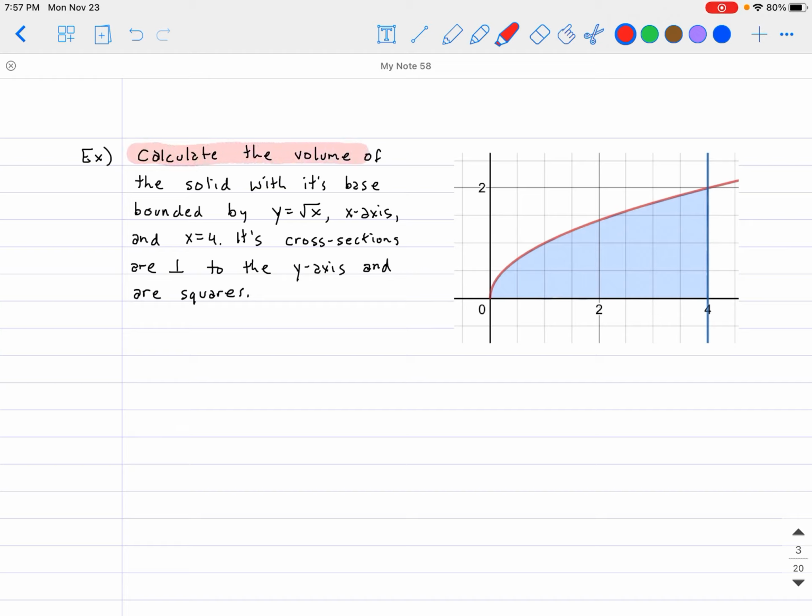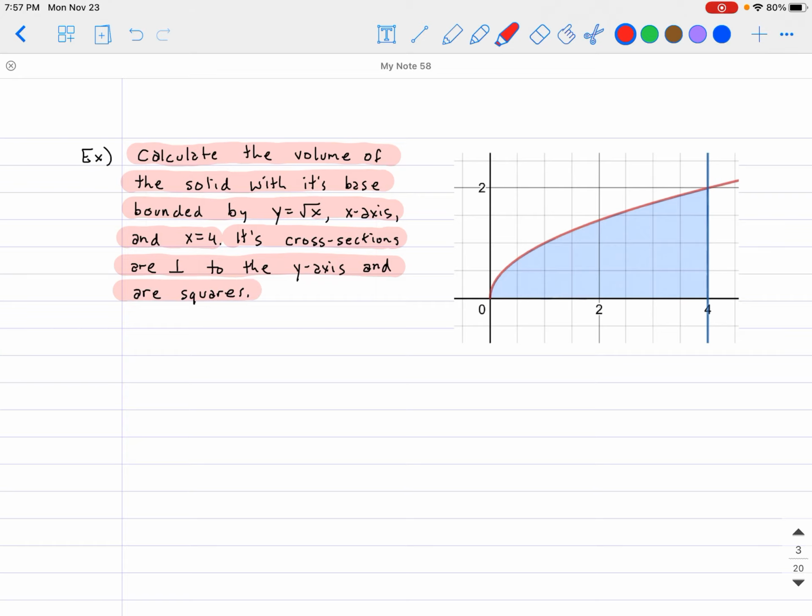I want to find or calculate the volume of the solid with its base bounded by the curve y is equal to square root of x. So you can see on the right, the x-axis, and also x is equal to 4. So this is going to be the base of the solid. Its cross sections are perpendicular to the y-axis and are squares.